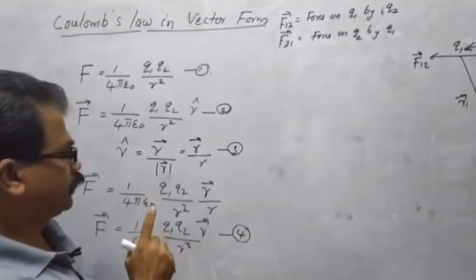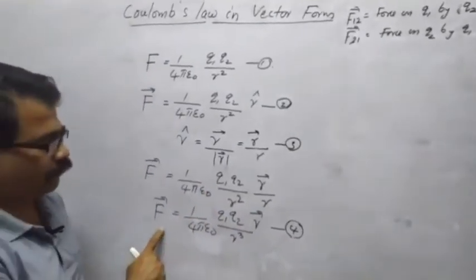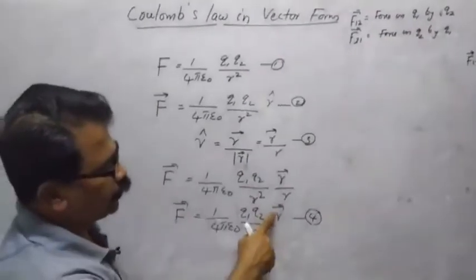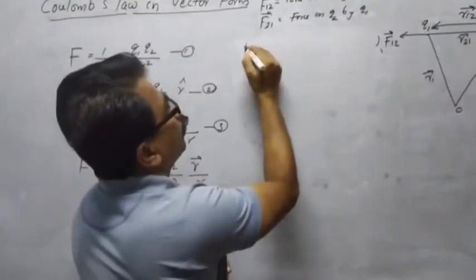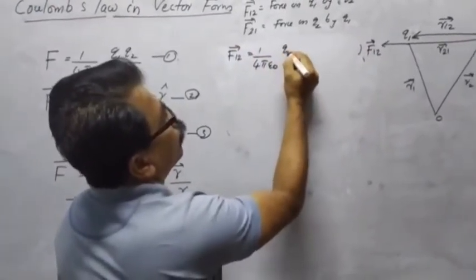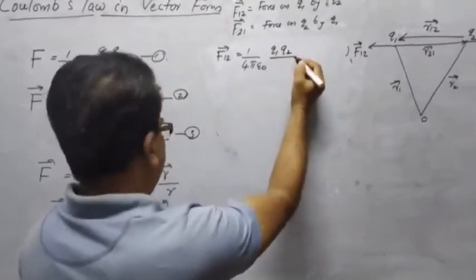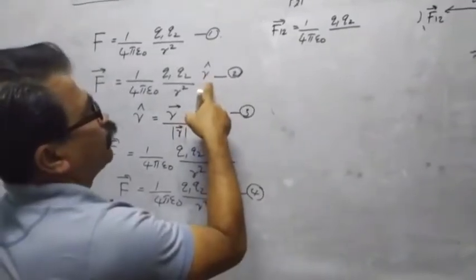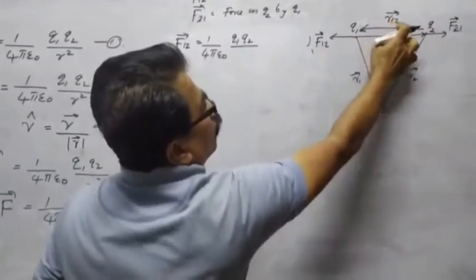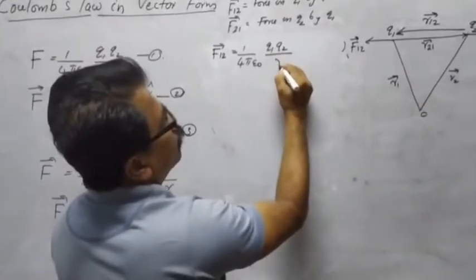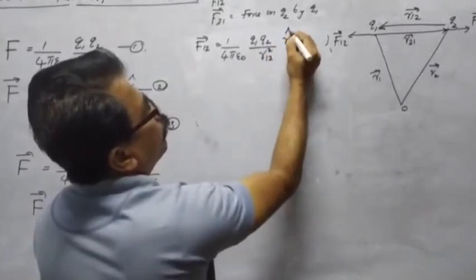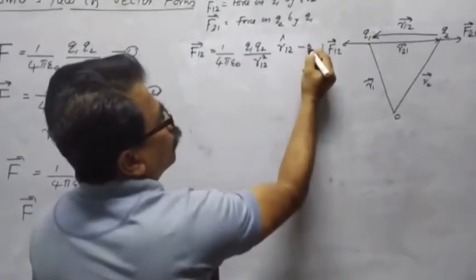Now, we have the general equation for the vector form of Coulomb's law, that is F equals 1 by 4 pi epsilon 0 Q1 Q2 by R cube into vector R. Therefore, F12 equals 1 by 4 pi epsilon 0 Q1 Q2 by R12 square into cap R12, where the distance between 1 and 2 in the direction of force F12 is R12. This is equation number 5.